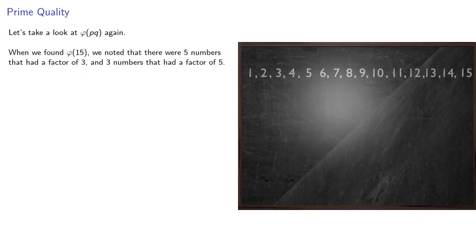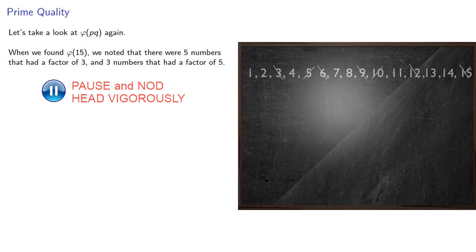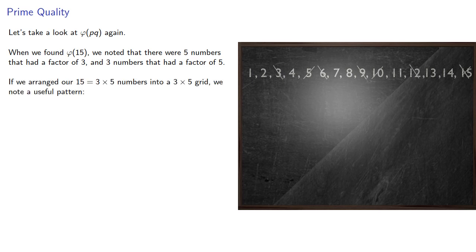Let's take a look at phi of pq again. When we found phi of 15, we noted there were 5 numbers that had a factor of 3, and 3 numbers that had a factor of 5. If we arranged our 15, 3 times 5, numbers into a 3 by 5 grid, we note a useful pattern.